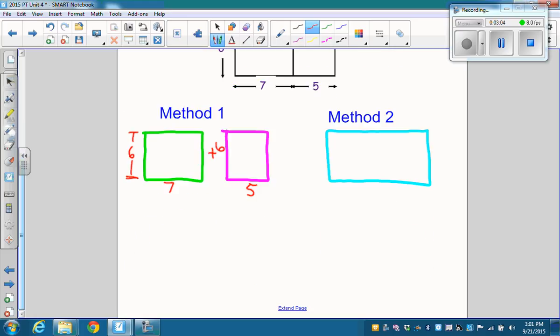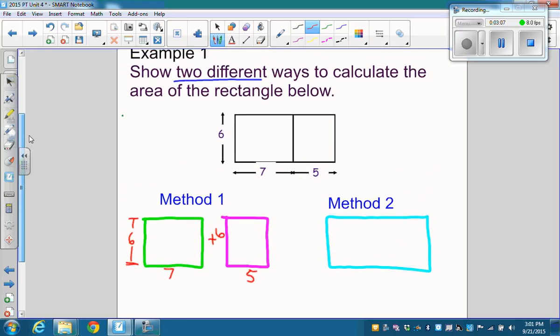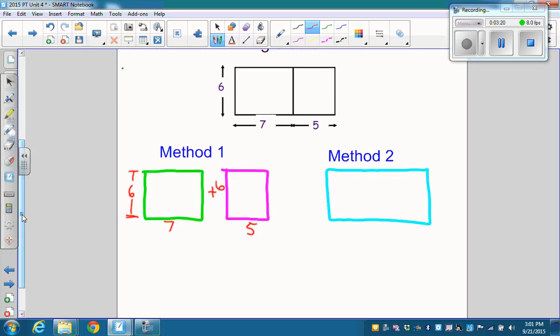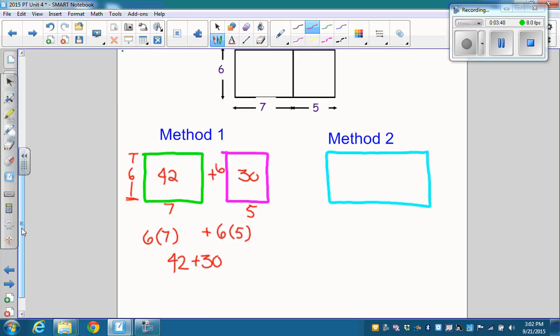So you might notice that I wrote down method 1 and method 2. It's because the book, and I'm going to do the same thing, wanted to see if you could find the area of this big rectangle 2 different ways. So one way is to break it into smaller parts. So I could say 6 times 7 plus 6 times 5 would give me the area of the whole rectangle, because 6 times 7 is 42. What's 6 times 5, Andrea? 30. And then if you add those together, Andrea, 42 and 30, what do you get? 72. And since this is an area problem, we're going to say it's 72 square units.